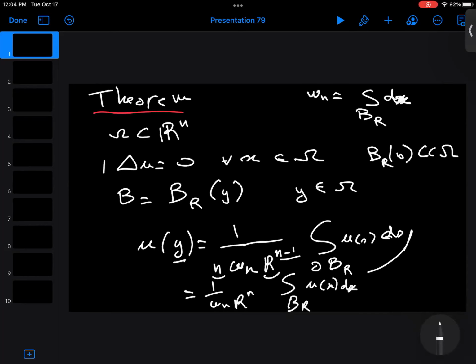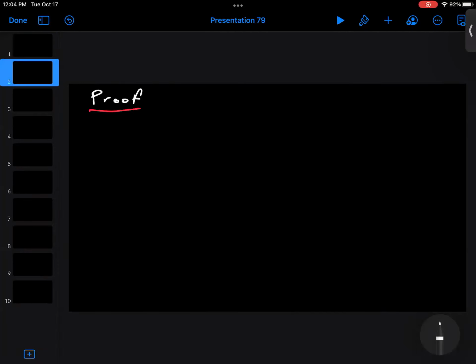And you have also that u of y is 1 divided by omega n times r to the n times the integral. And here the difference is I integrate all across the ball, whereas here I was integrating only on the border. Okay. All right. So the point of this session is to prove this theorem. So proof.